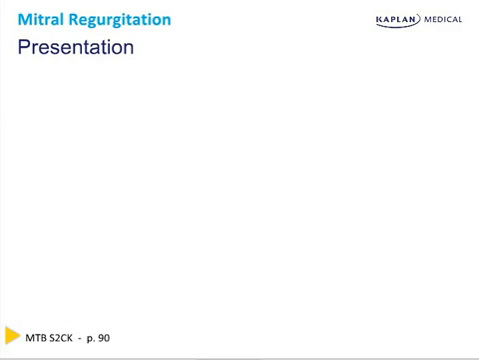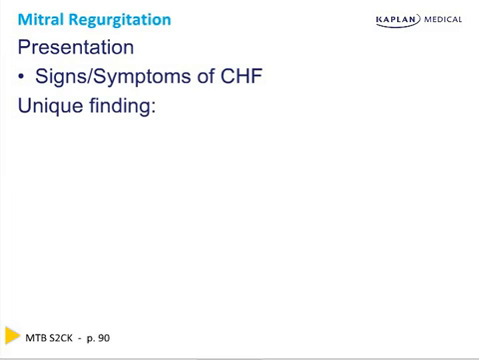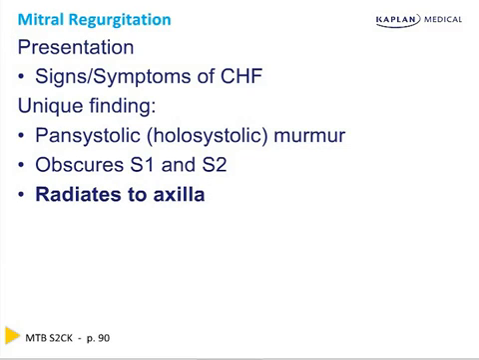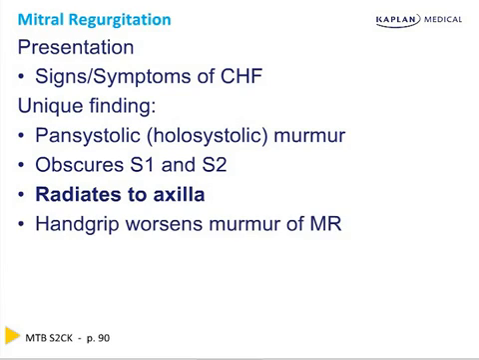You can't get the diagnostic question by simply saying, let's look for a person who's short of breath. All the valvular heart diseases make you short of breath. But the unique finding is, boom, boom, boom, boom, pansystolic murmur, going to the axilla and obscuring S1 and 2. A pansystolic or holosystolic murmur. Remember, those words are interchangeable. They obscure S1 and 2 and it radiates to the axilla.